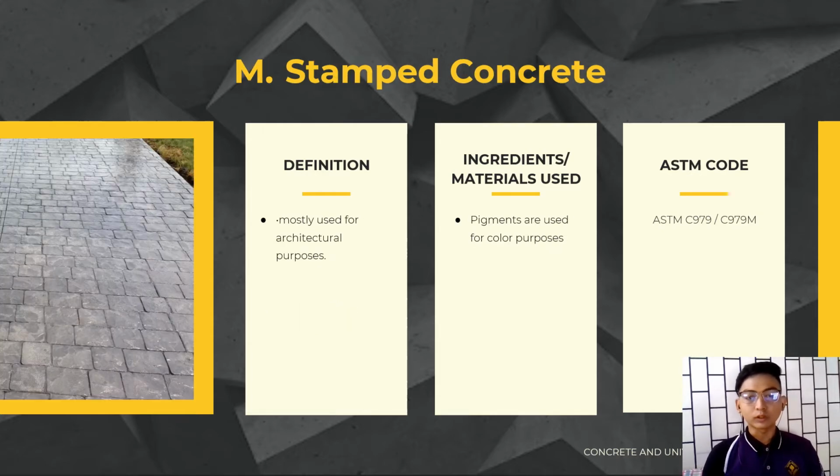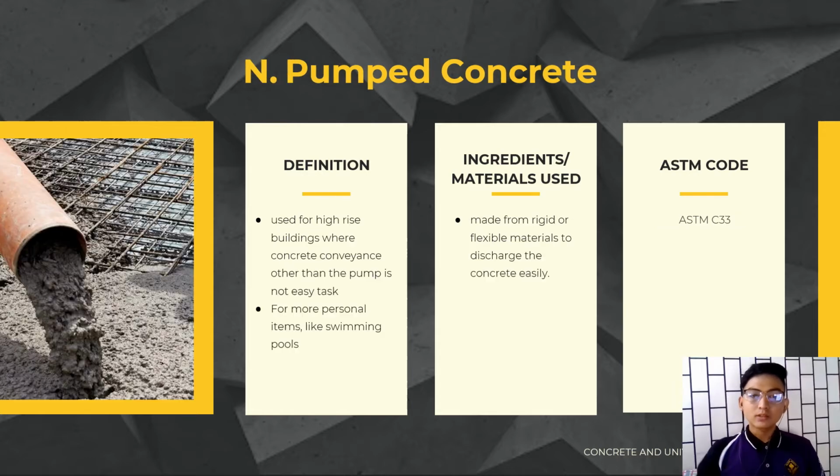So next is stamp concrete. So mostly used for architectural purposes. So yung nakikita natin minsang shape na hexagon, triangle, or kung ano man. So stamp concrete yung tawag doon, no? So, para siyang mga bricks na pinagdugtong-dugtong. So, for architectural purposes na maganda siyang tingnan. So, pigments are used for color purposes. So, pigments yung ginagamit niya kung gusto nyo mag-iba yung kulay niya. So, with ASTM code ASTM C979 or C979M.